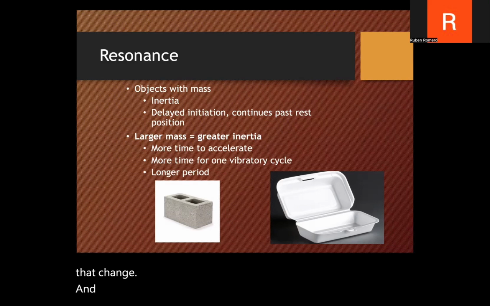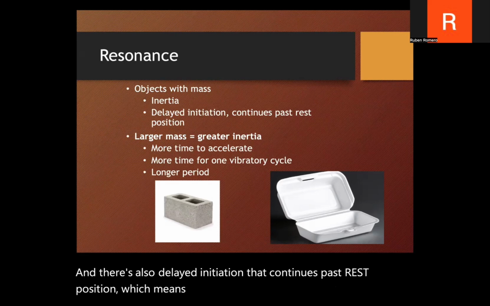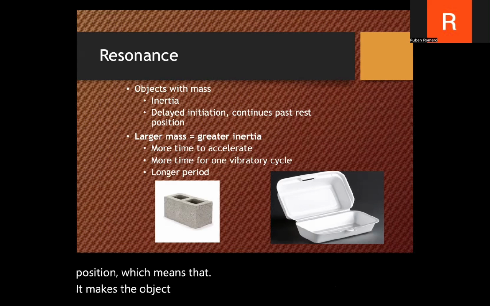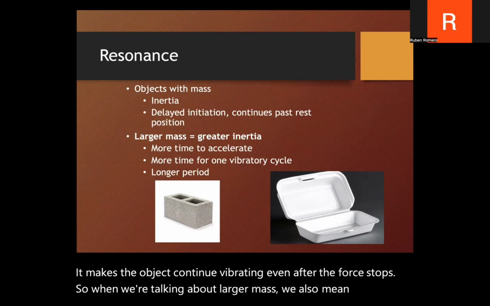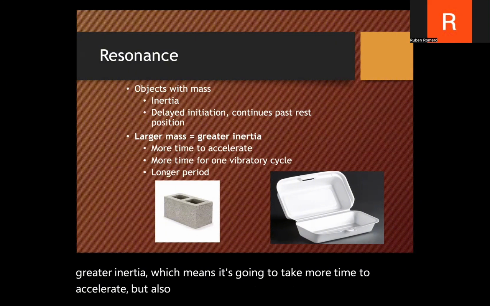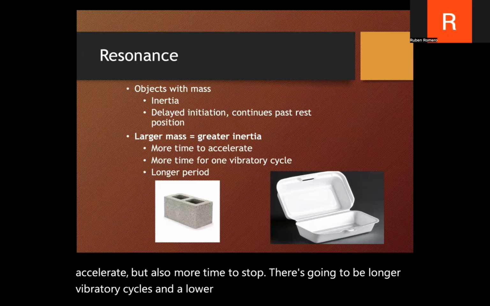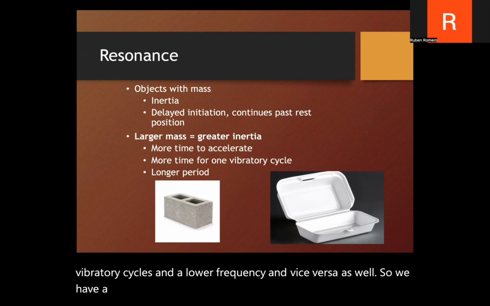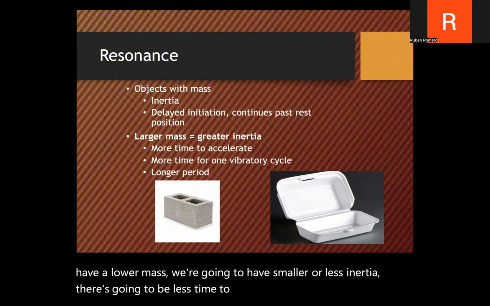And there's also a delayed initiation that continues past rest position, which means it makes the object continue vibrating even after the force stops. So when we're talking about larger mass, we also mean greater inertia, which means it's going to take more time to accelerate, but also more time to stop. There are going to be longer vibratory cycles and a lower frequency, and vice versa as well. So with a lower mass, we're going to have less inertia, less time to accelerate, less time to stop, shorter vibratory cycles, and higher frequency.